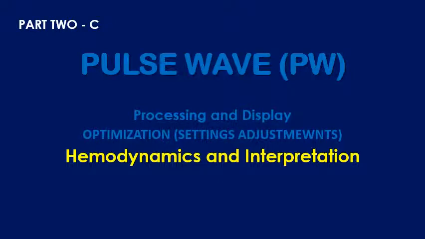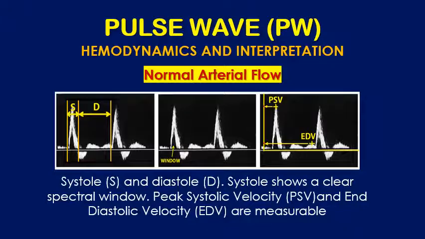Still, we are discussing the pulse wave Doppler, and now we come to the hemodynamics and interpretation of Doppler waveform. First to discuss is the normal arterial flow, and as you see here in these three diagrams, we have the Doppler spectral waveform, and actually this is a high resistance flow. First to know that this is the systole and this is the diastole.